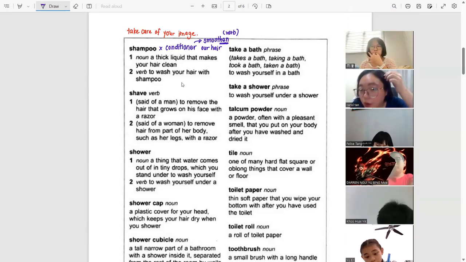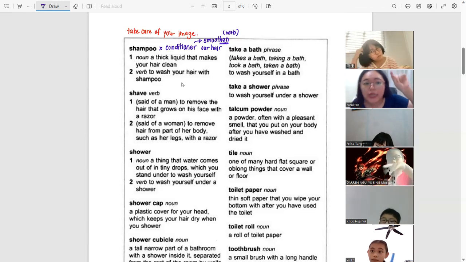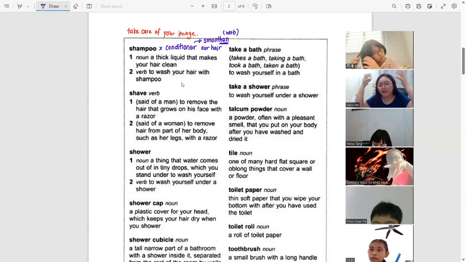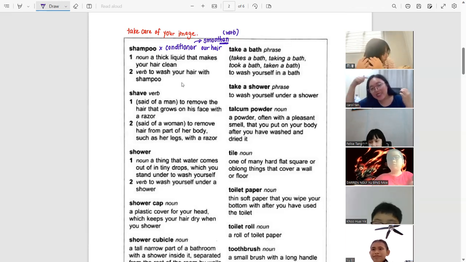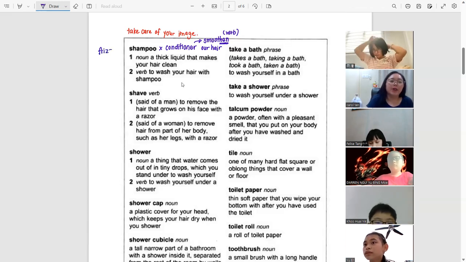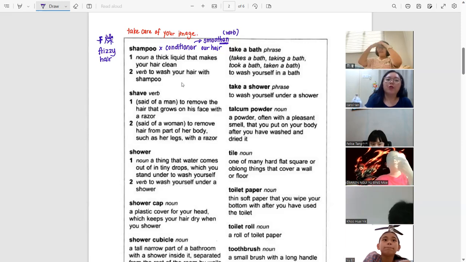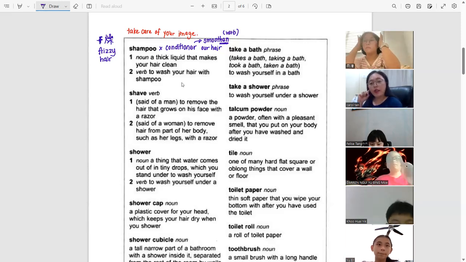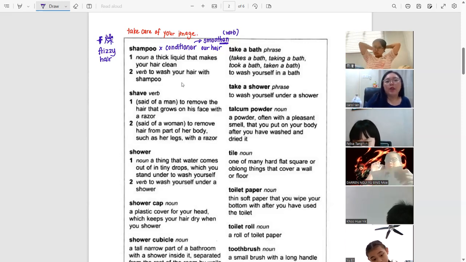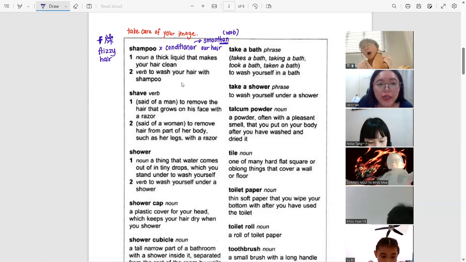So what is frizzy? If you look at my hair, it's a bit frizzy. Like electric shock, and then some springs come out like this. So it's called frizzy. Frizzy hair means dry hair. Okay, I don't know how to write 干燥, I think it's this one. Frizzy or dry hair. So that's why we need to straighten our hair.